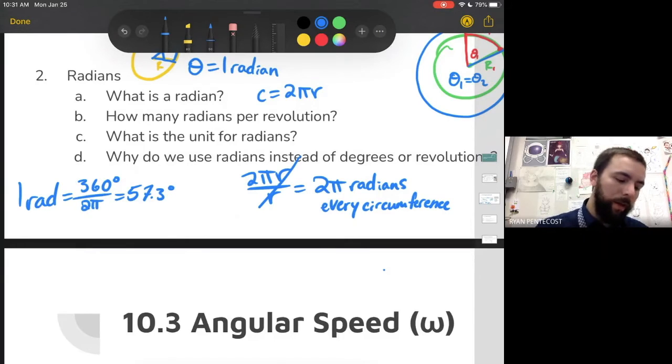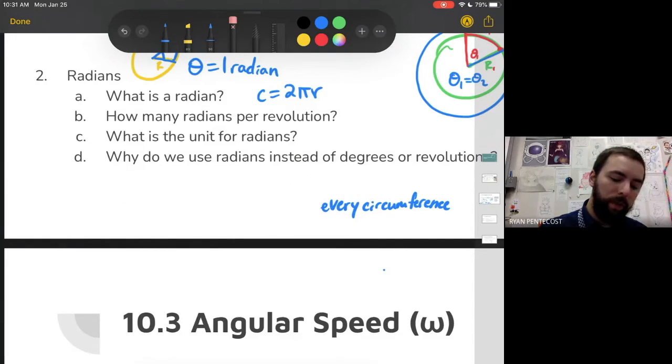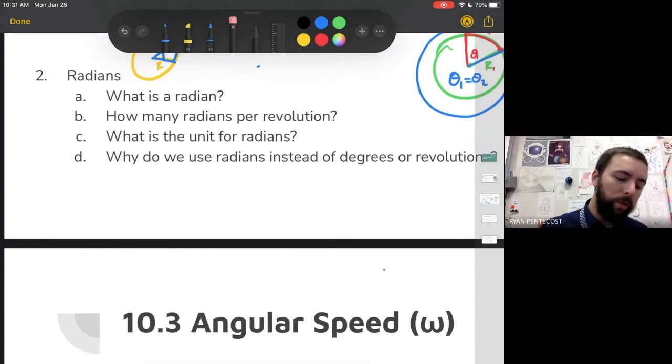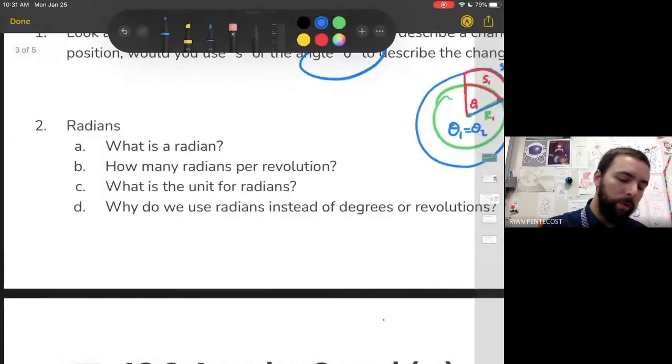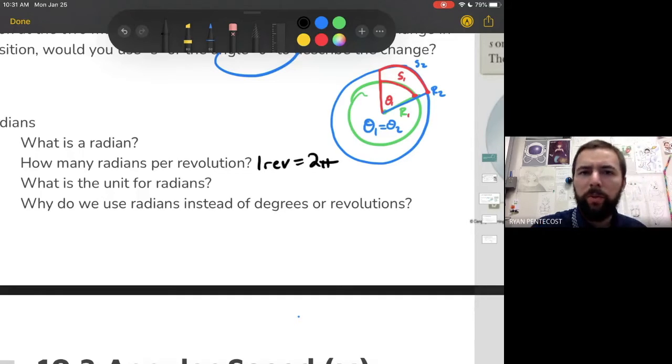Now, the next question asks, how many radians do you have in each revolution? Well, we kind of answered that already. Each revolution is 2 pi radians. But this is something that I really want to harp on, and I want to make sure that we are clear on this, because you will get information in revolutions per minute, revolutions per second, or they'll ask you for your answer in revolutions per minute or revolutions per second.